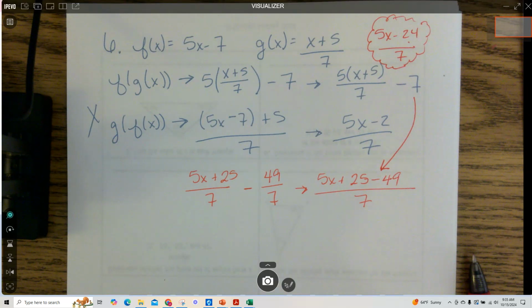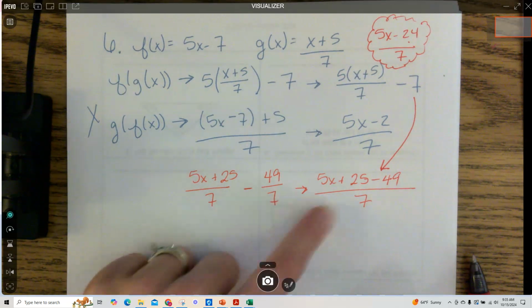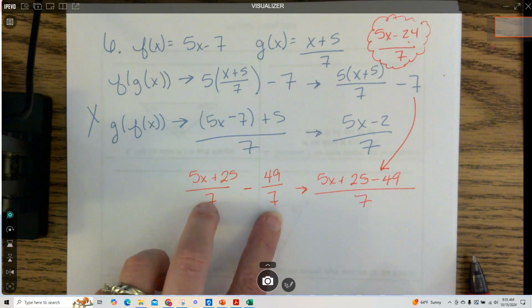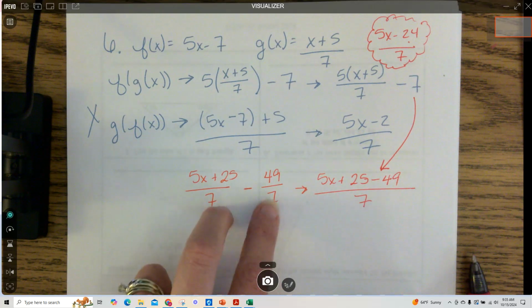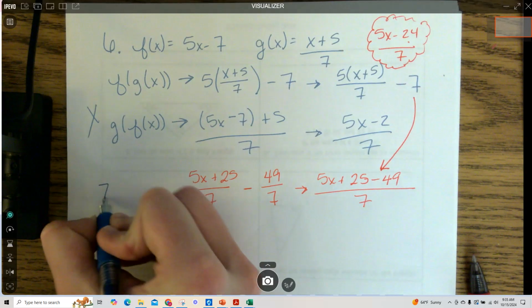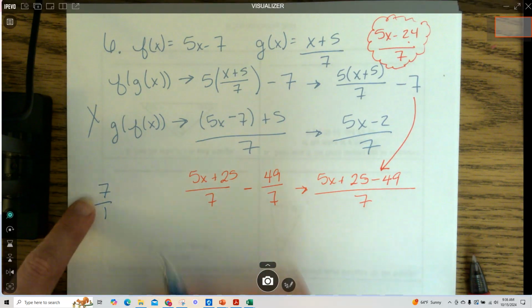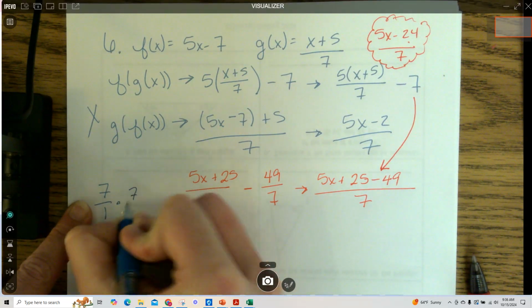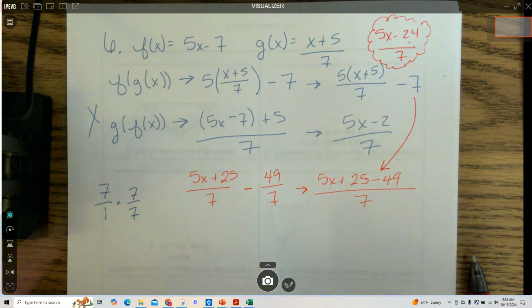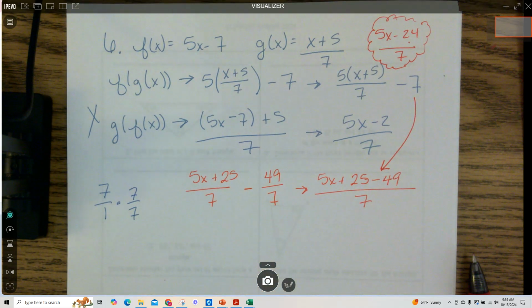What'd you make it 49 over 7? So I had a common denominator. You can't add or subtract fractions unless you have a common denominator. Why 49? Because 7 over 1, I need a common denominator. So multiply by 7 over 7 to keep it in ratio.